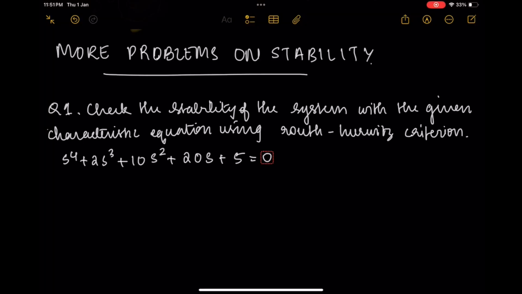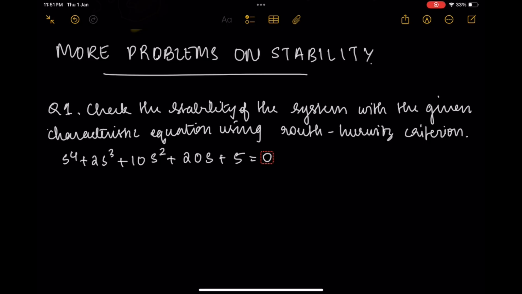Today we are going to discuss some problems on stability. First of all, I'm going to start with a question here. Check the stability of the system with the given characteristic equation using Routh-Hurwitz criterion. We have studied Routh-Hurwitz criterion in our last video. So I'm going to discuss some different problems on Routh-Hurwitz criterion.